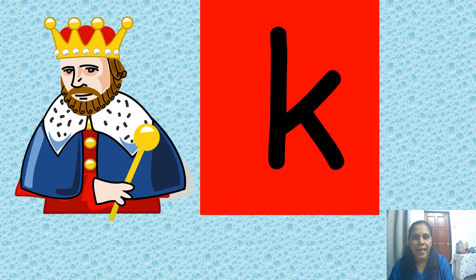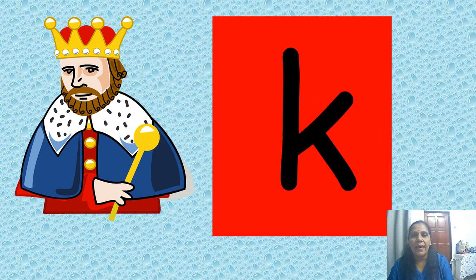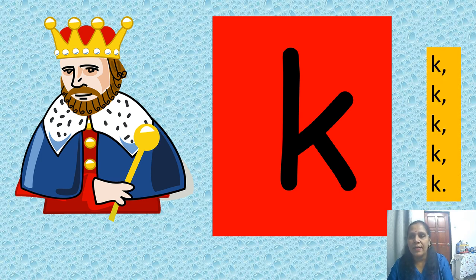Who is this? This is a king. King starts with the letter K. K makes the k sound. Let's say together k, k, k, k, k. Good boys and girls.